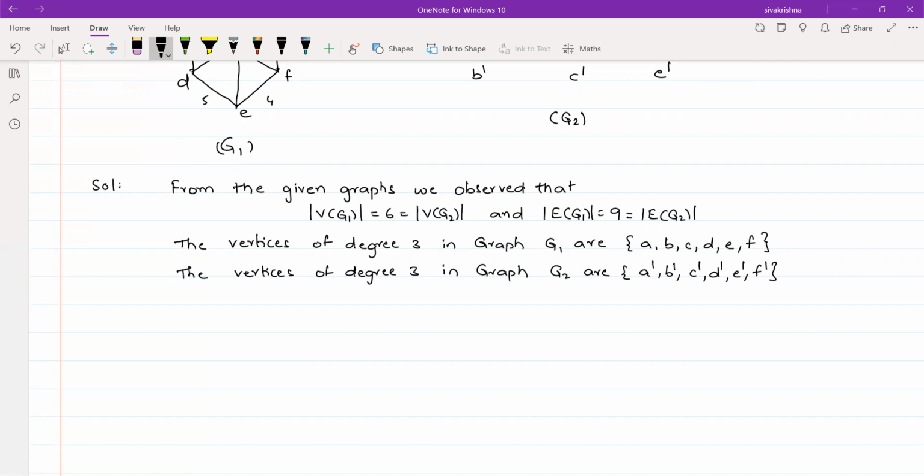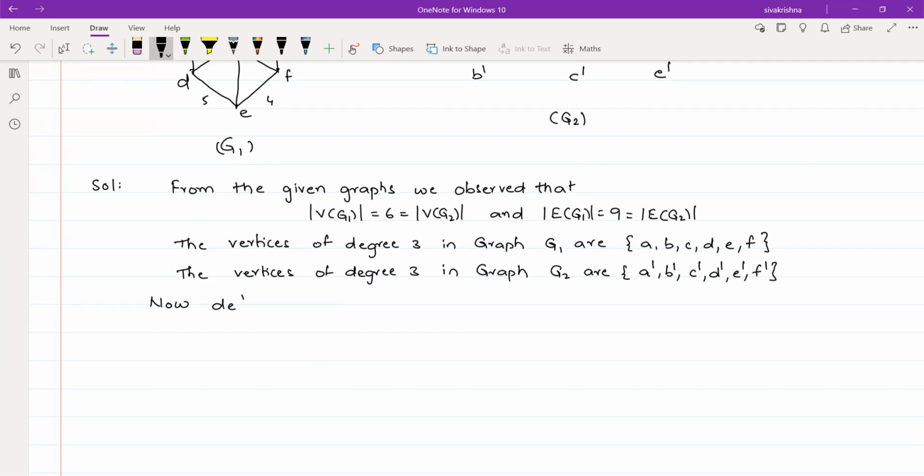It means the same degree sequence condition holds in both graph 1 and graph 2. In graph 1 we are having 6 vertices of degree 3, and also in graph 2 we are having 6 vertices of degree 3. So the same number of vertices with a particular degree we are having in both the graphs, that is the same degree sequence. After that, now we have to define a function.